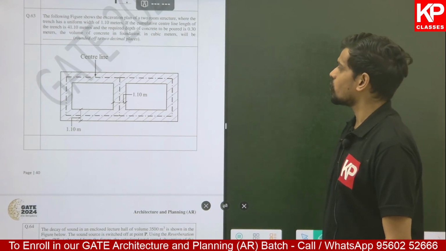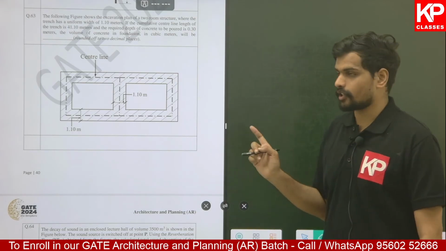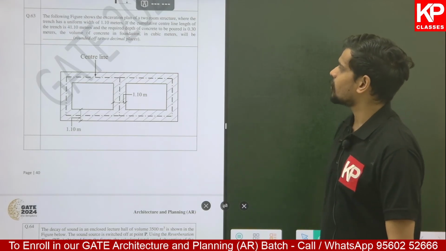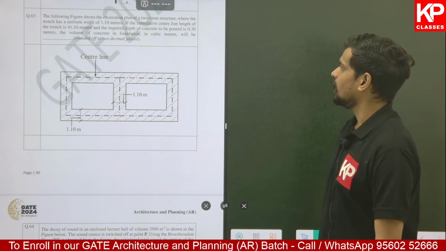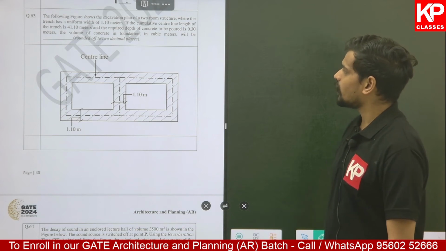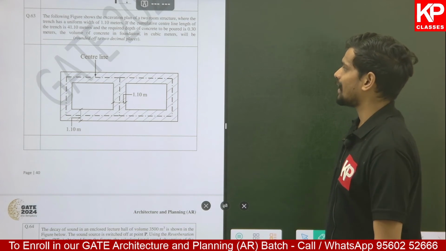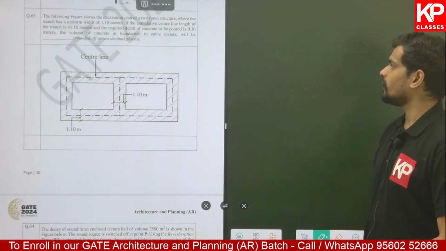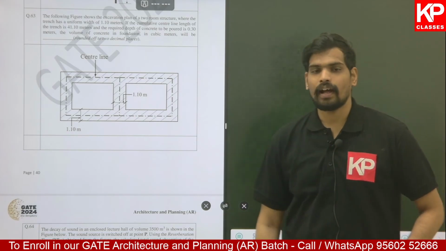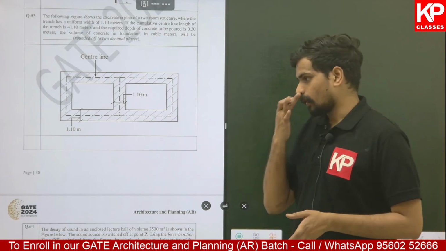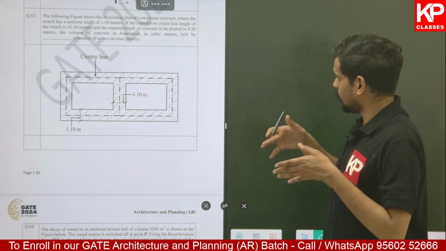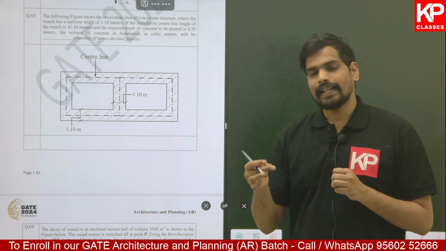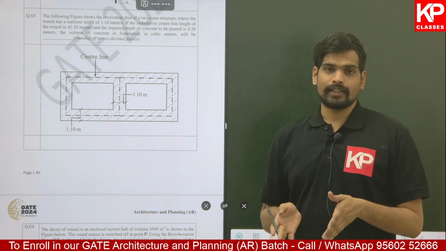The following figure shows the excavation plan of a two-room structure where the trench has a uniform width of 1.1 meter. If the cumulative centerline length of the trench is 41.1 meter and the required depth of the concrete to be poured is 0.3 meter, the volume of concrete in foundation in cubic meter will be. So they are asking us the volume of the concrete in the foundation. The depth is 0.3, centerline length is directly given, width of the excavation is given.